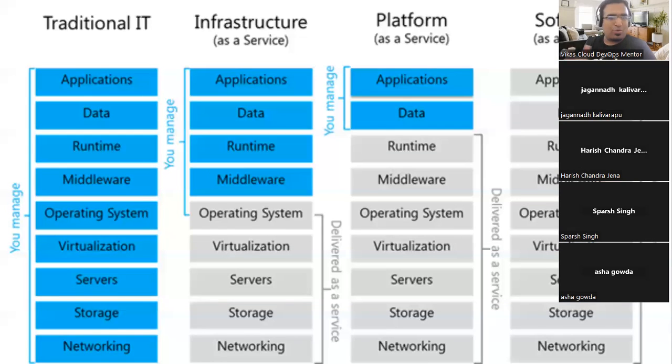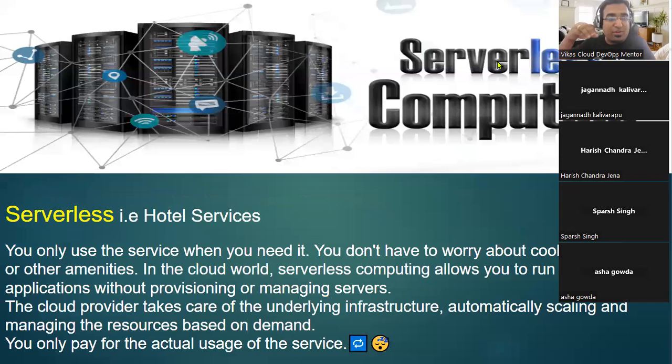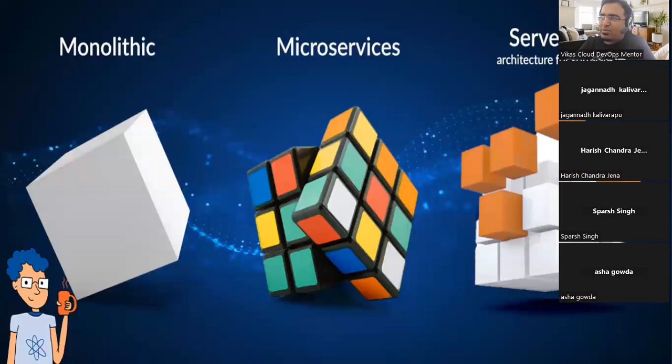Tomorrow we will go deeper into it: the traditional approach, infrastructure as a service approach, platform and software approach. Then we will go into the serverless architecture also, what exactly the serverless architecture is. Monolithic, microservice and serverless. I will give the comparison here because I have multiple projects. The microservice project is project 2. Monolithic is my project 3.